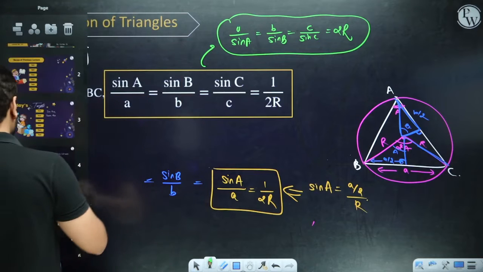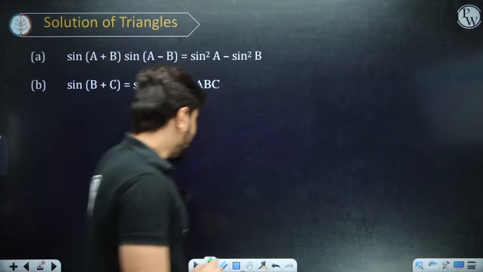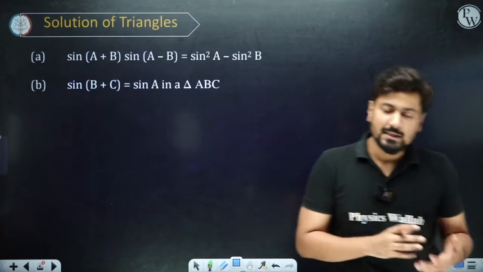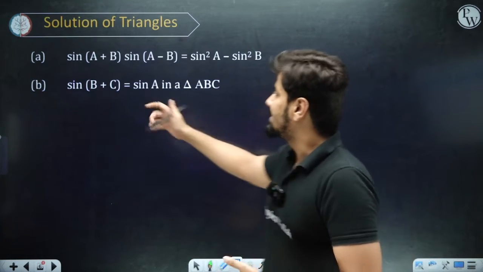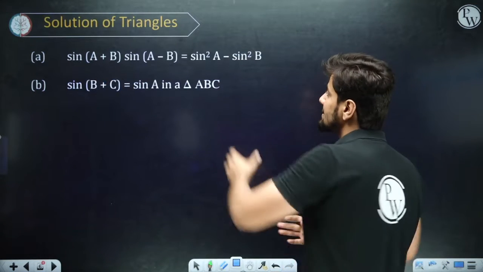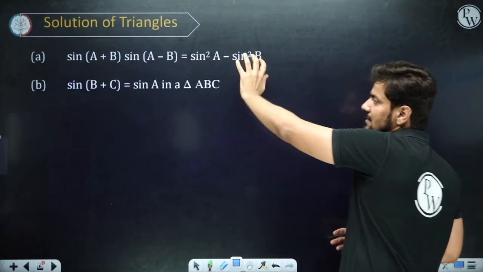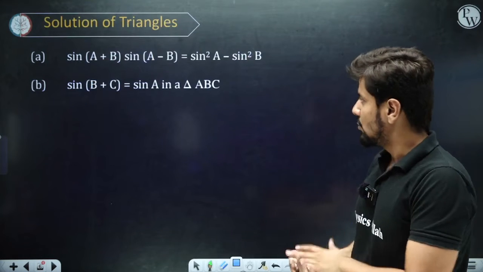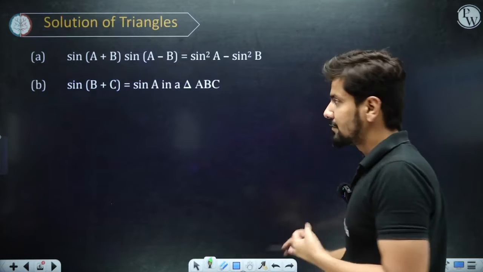Are we clear? Now, a few important identities that you must have learned in the previous chapter in trigonometry, we will be using again in this chapter. So have a look at these identities: sine of (A plus B) into sine of (A minus B) is equal to sine square A minus sine square B. Or if sine square A minus sine square B is written, we can write this as sine of (A plus B) into sine of (A minus B). Very important identity. We'll be using this identity in this chapter several number of times.